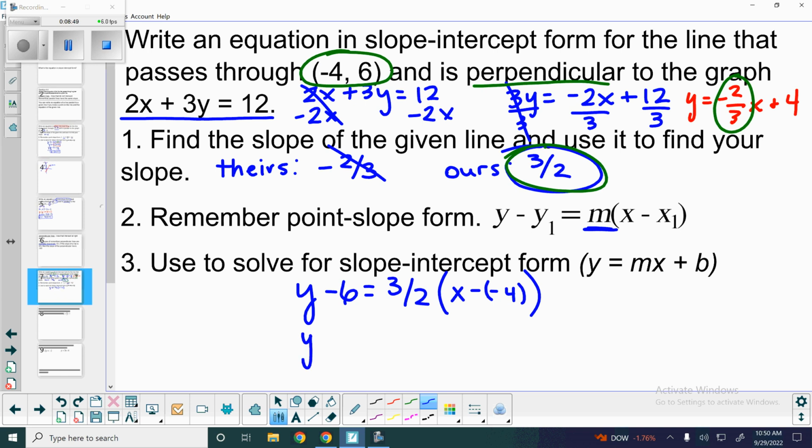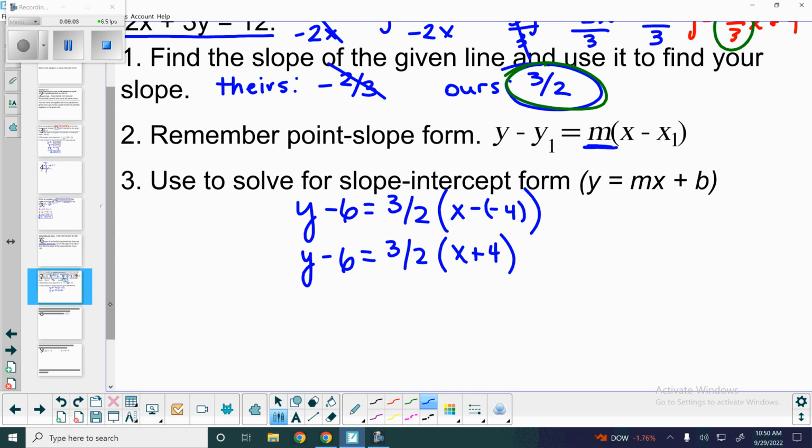Take care of any double negatives that you have. That's going to become x plus 4. Double check the directions and make sure you're answering it in the right format. This one's asking for slope intercept form, so we are going to continue solving here. Start with distributive property. 3/2 times x would be 3/2 x. 3/2 times 4, that would become 12/2, which is going to be 6.